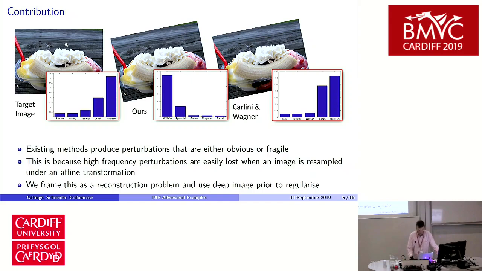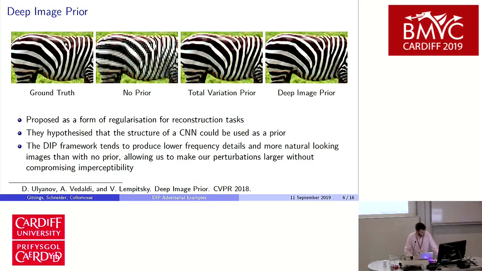So this happens because the perturbations that are produced by these methods are very small, very high frequency. So what we want is we're going to frame this as a reconstruction problem, and we're going to regularize it using something called a deep image prior, and this will promote perturbations that are lower frequency, and they can be slightly larger while still not being visible.